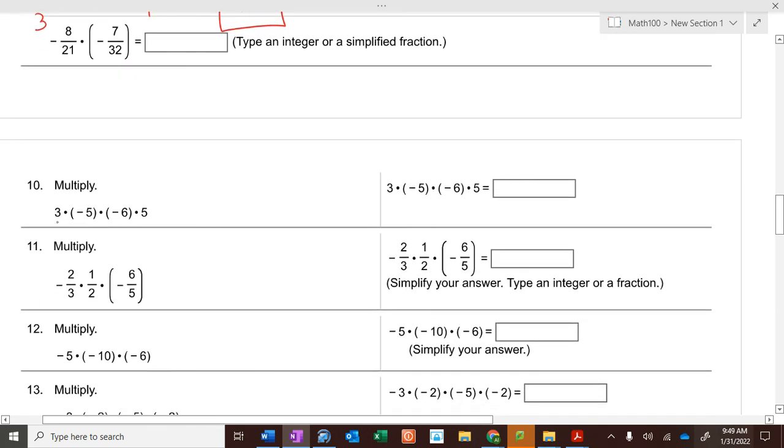Here you just multiply. Multiply these two, you get 15. Multiply these two, you get 30. And 15 times 30, or negative 15 and negative 30. But in the end, it works out to be 450.